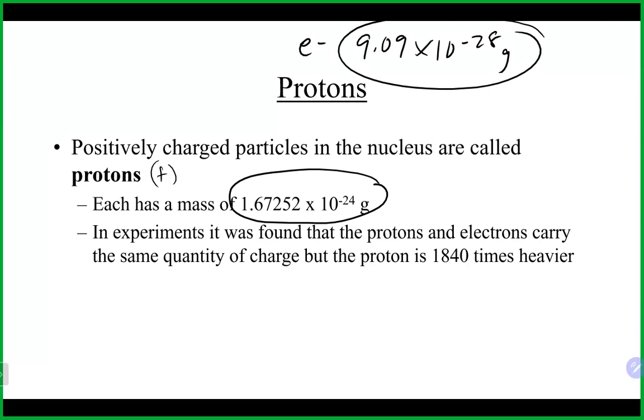That also reinforces what came out of Rutherford's experiment, which was that the nucleus is most of the mass of the atom, right? Because in the nucleus we have protons, and each proton in there is 1,800 times heavier than any electron flying around. So that's an important thing to remember: a proton is heavier than an electron.